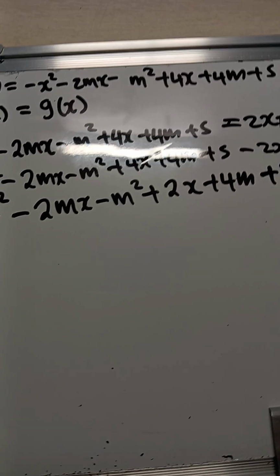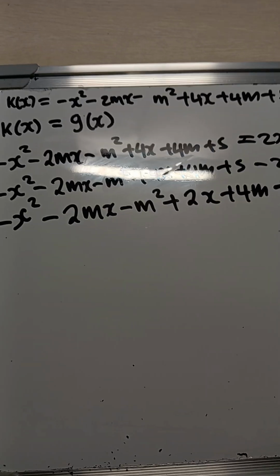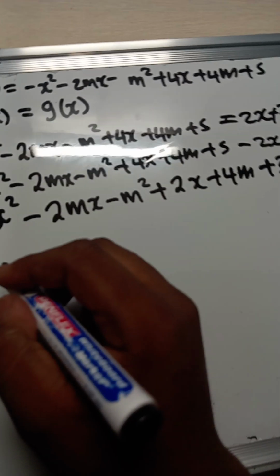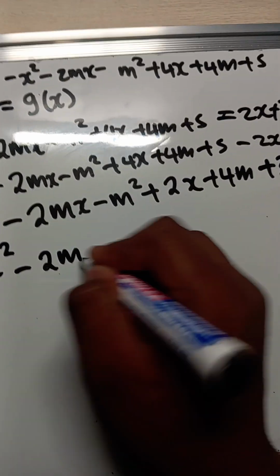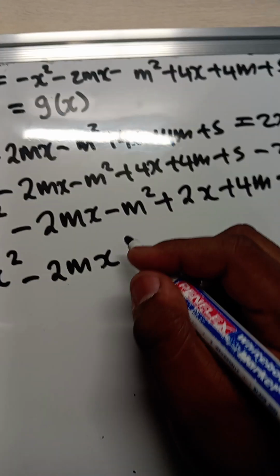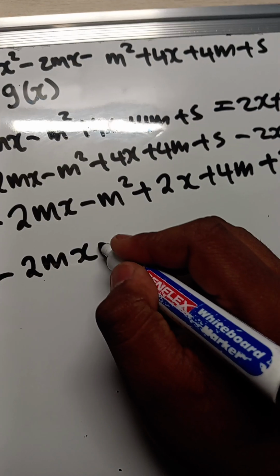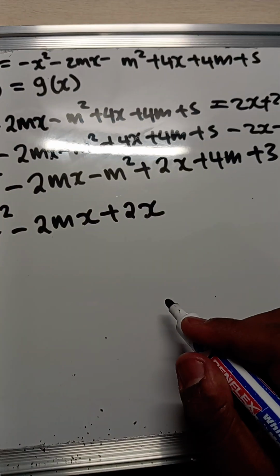Now, since I have sorted out like terms and stuff, I'm not done. I still have to sort similar things. What am I talking about? I must have negative x squared, negative 2mx, and then 2mx, what is it going to be with? It has to be with x. So it is going to be plus 2x. Can you see what I'm talking about?